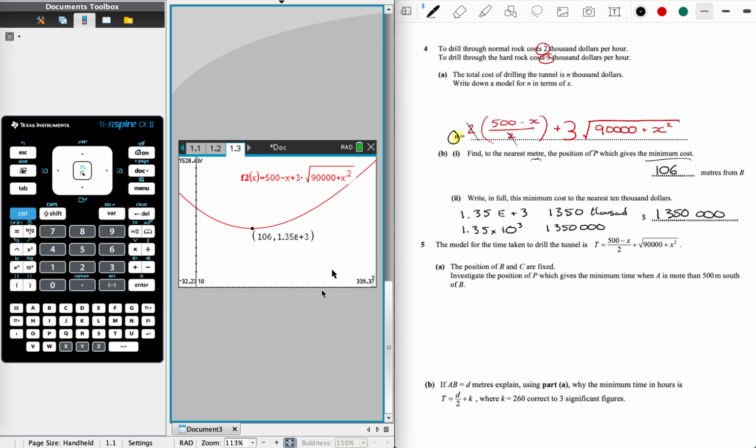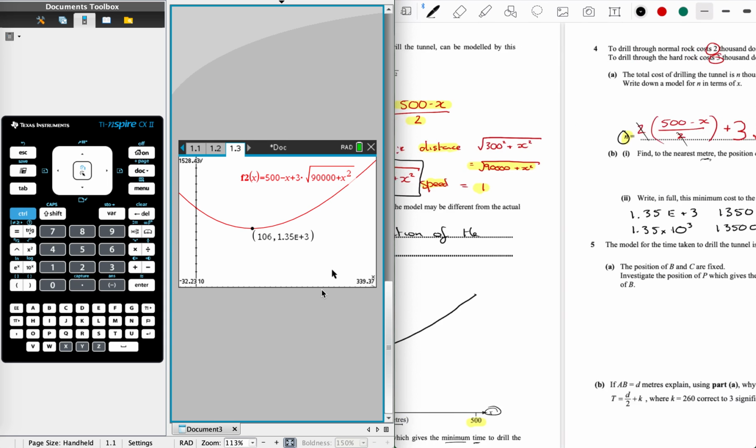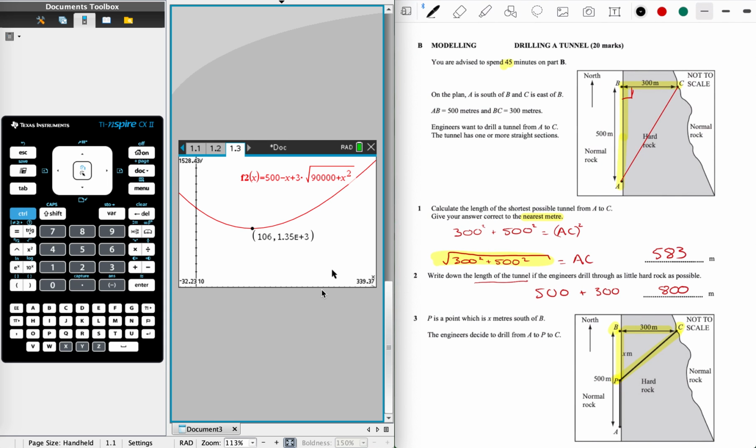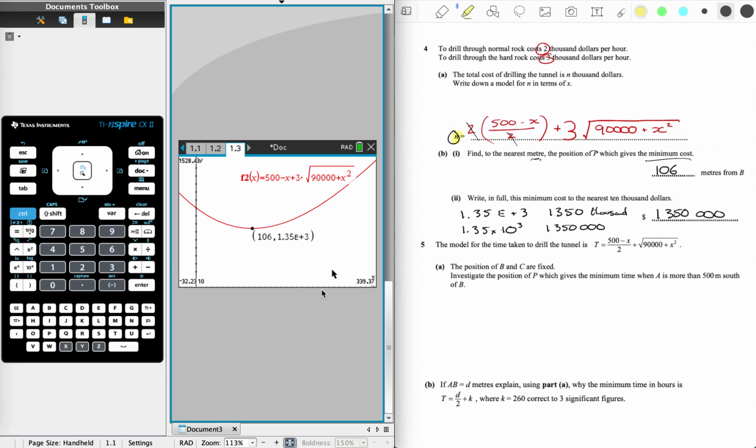Okay, now to make sense of this, I'm going to have to refer back to the picture. The position of B and C are fixed. What does that mean? So, I'll erase all of this. So looking at this, B and C are fixed. Okay, that makes sense to me. Let's look at what the rest of it's saying.